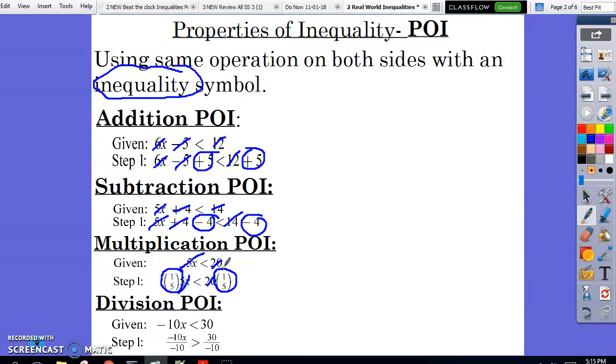Lastly, we have the division property of inequality. I will once again cross through what's the same between line 1 and line 2. I will now circle. I have a fraction bar, which means division. So I'm dividing by -10 and divide by -10. So that's the end of our properties of inequality.